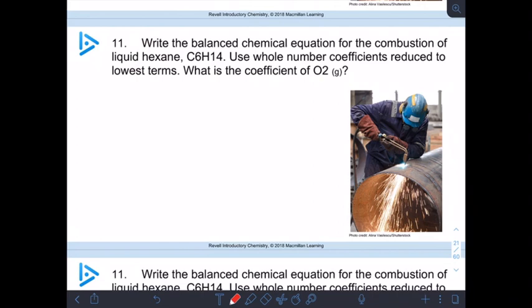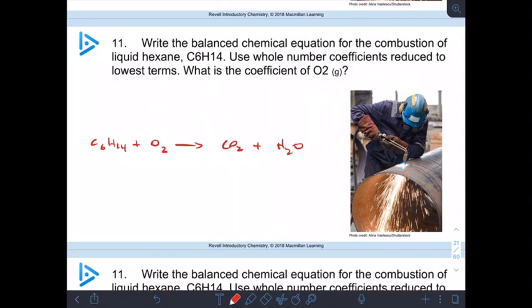So we want to write a balanced chemical equation for the combustion of liquid hexane, C6H14. Use whole number coefficients reduced to the lowest terms. So what is the coefficient of O2? Let's write out our reaction and then balance it. So we have C6H14, and we're going to combust it. That means that we're going to react it with oxygen. That's the definition of a combustion reaction. Remember that, please. And when we combust a hydrocarbon, so something that is hydrogens and carbons only, we get carbon dioxide and water.